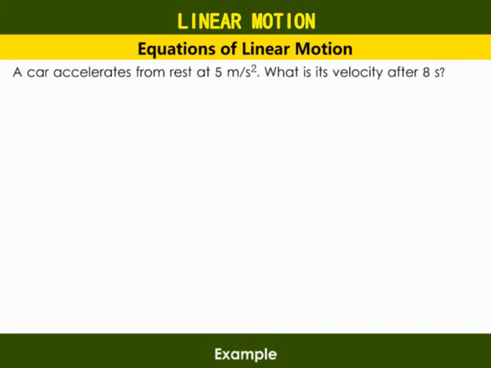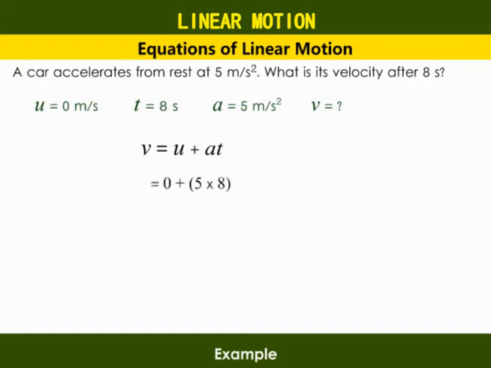Another one. A car accelerates from rest at 5 meters per second squared. What is its velocity after 8 seconds? So the initial velocity u is 0 meters per second because the car is starting from rest. t is 8. a is 5. We want to find v. So v is equal to u plus at. That is equal to 0 plus 5 times 8, giving us 40 meters per second.